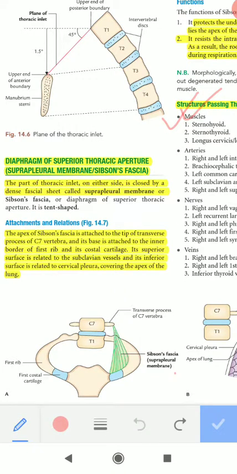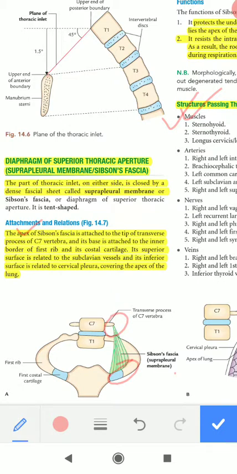The Sibson's fascia has an apex and a base. The apex of the Sibson's fascia is attached to the tip of the transverse process of the cervical 7 vertebra, and its base is attached to the inner border of the first rib and its costal cartilage. Its superior surface is related to the subclavian vessels, and its inferior surface is related to the cervical pleura. That means it covers the apex of the lung.